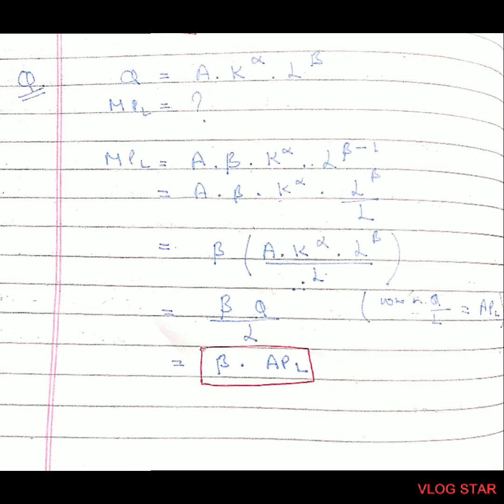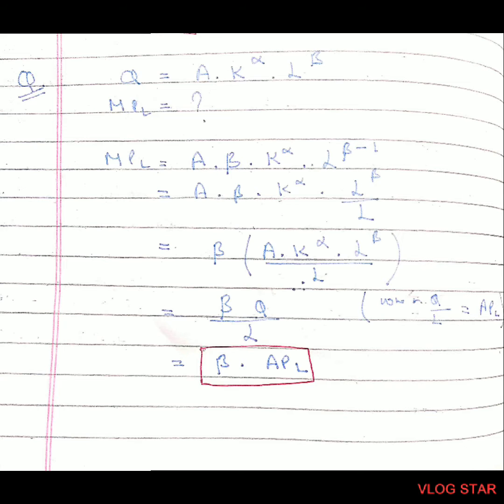Now we'll do the mathematical part since the paper focuses more on the mathematical part. So here we are given the production function. Q is equal to A, K to the power alpha, L to the power beta, and we have to find MPL, marginal productivity of labor. Since we have to find the marginal productivity of labor, we will do the derivative with respect to L, that is labor. Since we are doing the derivative of L, K would be constant.